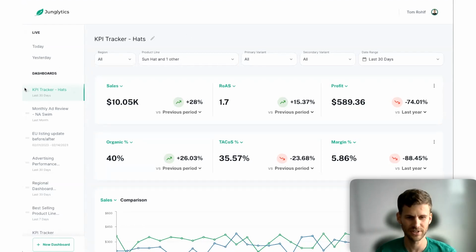So within Junglealytics, you'll see a list of dashboards over here. As a customer, you can have as many dashboards as you want.